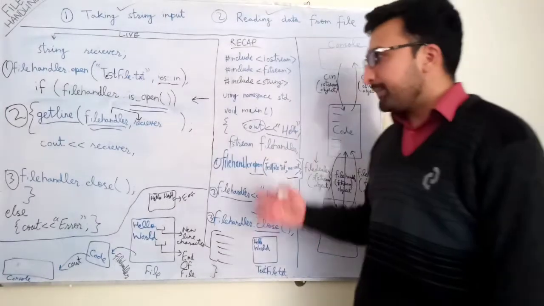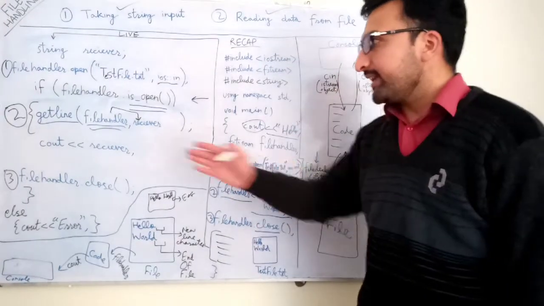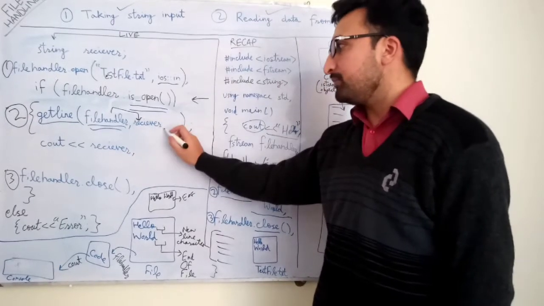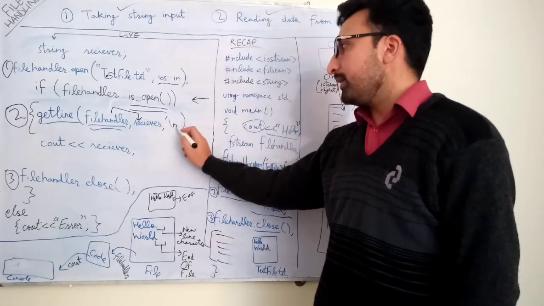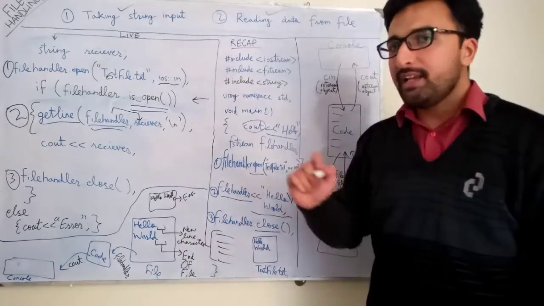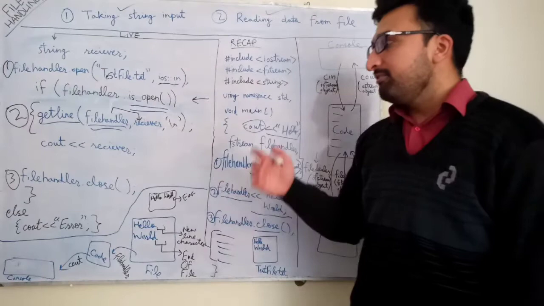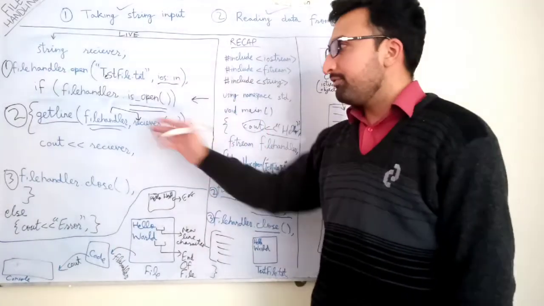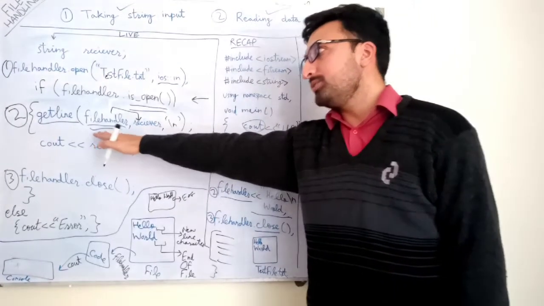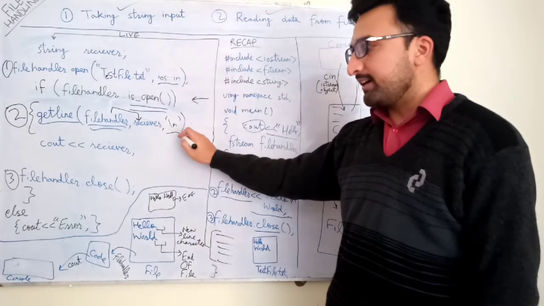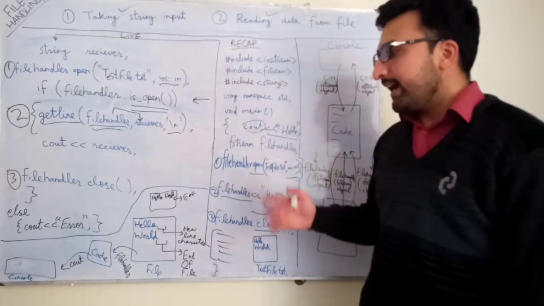So what would happen in that particular case? We know that the getLine function has 3 arguments, and if 2 arguments are written, by default the third argument is \n. And when we are dealing with files, it means that we will read from the file through the file handler object into the string variable until the delimiter occurs, or until the end of file occurs.